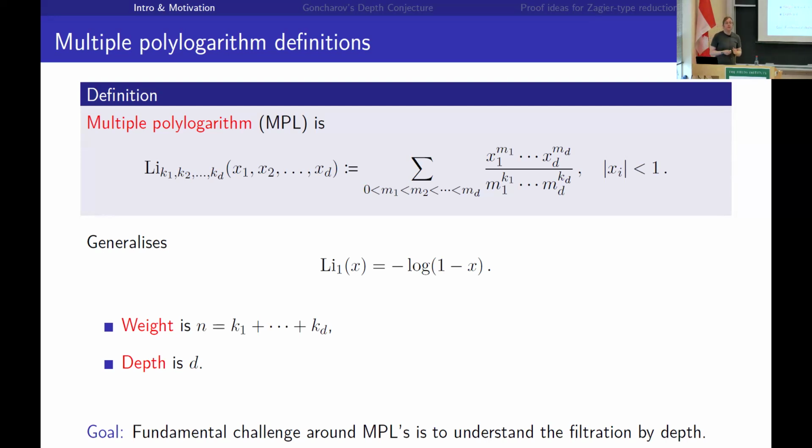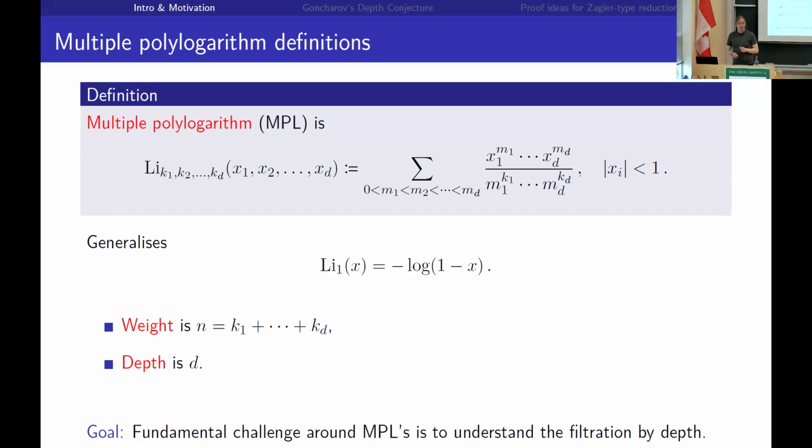There's a question. I don't know if you already answered this, but are the m1 through m2 just ranging over all the positive integers? Yeah, so this is a sum over all positive integers. m1 goes from 1 to infinity, m2 goes from m1 plus 1 to infinity, and so on and so on.